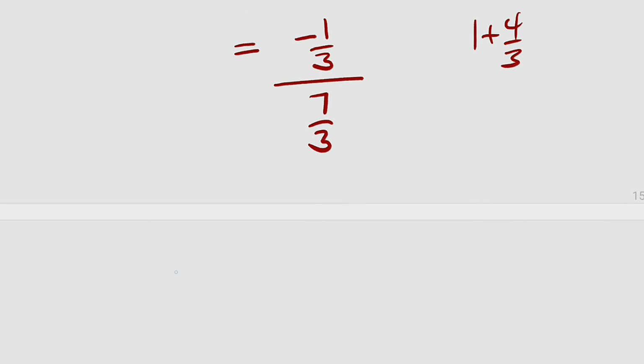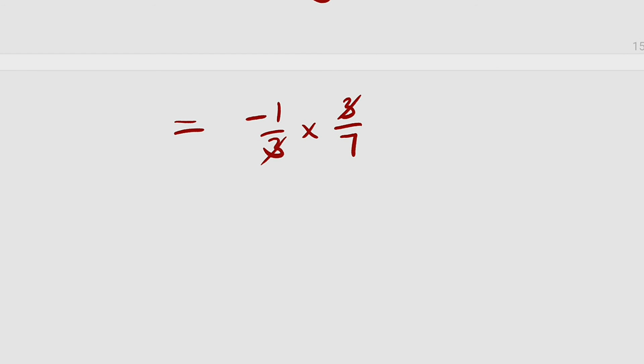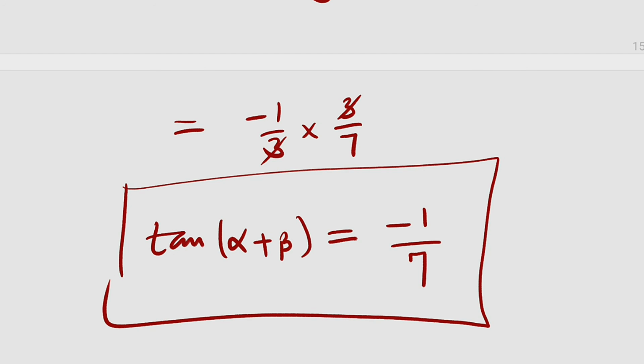You can change this to negative 1 divided by 3 multiplied by 3 divided by 7. So finally, this will cancel this. All we have is negative 1 divided by 7. So we conclude that tan of alpha plus beta is nothing but negative 1 divided by 7. Can you see? It has taken us longer than a minute because I have explained every single step. And our result is negative 1 divided by 7.